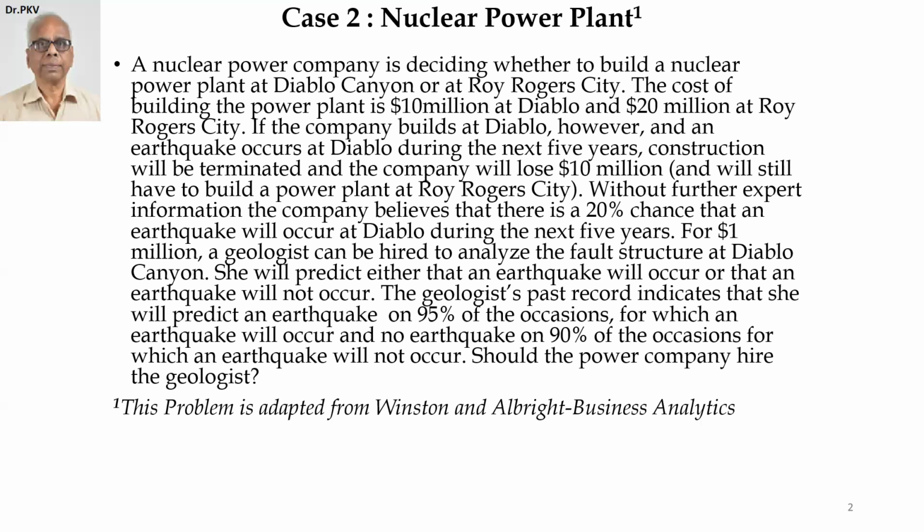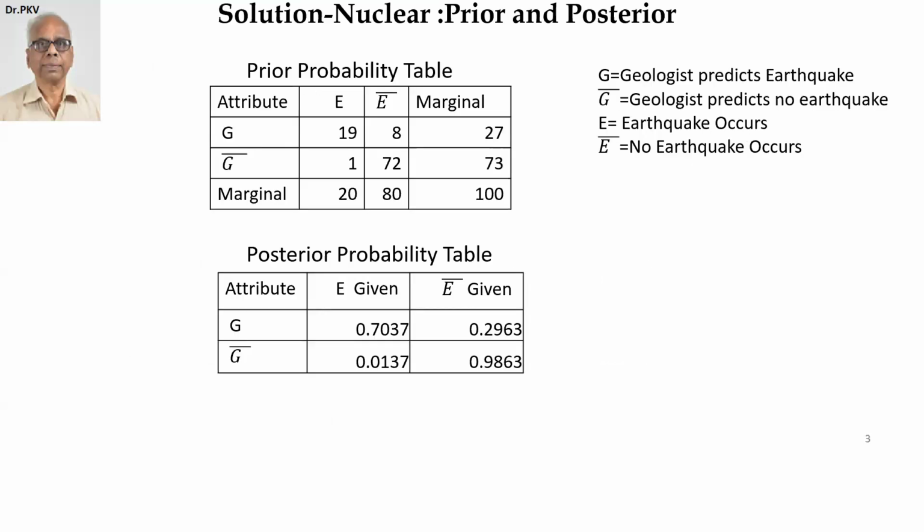Let's now look at the probabilities. One is the prior probability. We will come to the posterior a little later. And I'm using some symbols. G equals the geologist predicting earthquake. G bar, geologist predicts no earthquake. E, earthquake occurs. E bar, no earthquake occurs.